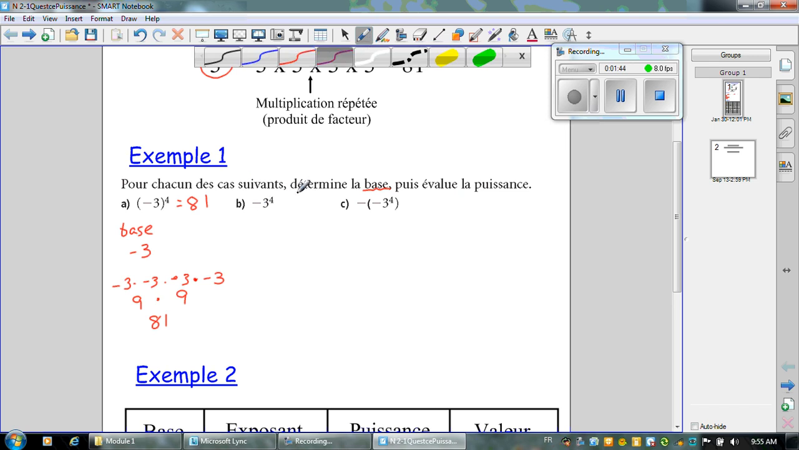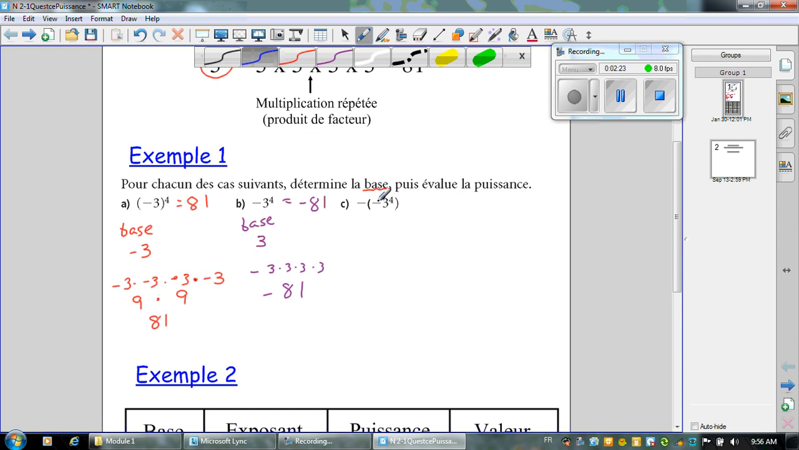The second one, the base is the 3, meaning that the negative is not repeated. Here, notice that the negative is repeated because it is part of the base. See the brackets? The negative here is being repeated. So this one here, not. So if I were to calculate this, it would just be negative, and then my base repeated 4 times. 3 times 3 times 3 times 3, which is just 81 with a negative in front. So my answer to this would be -81.